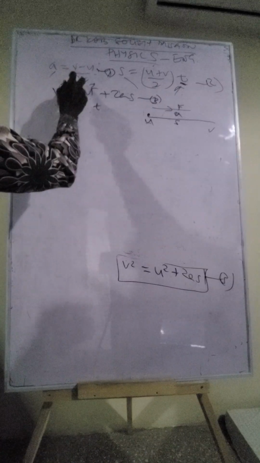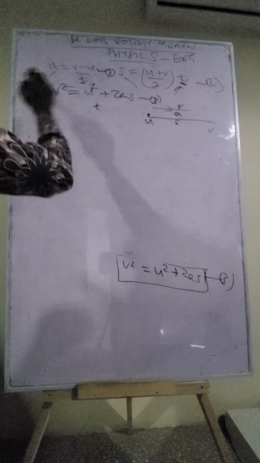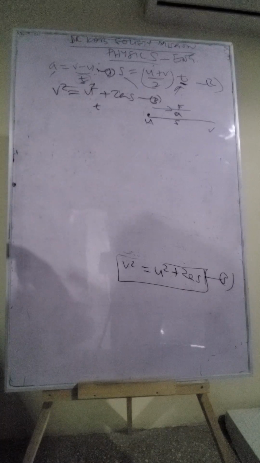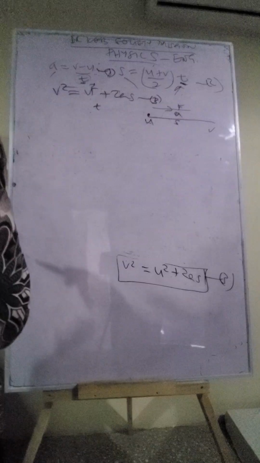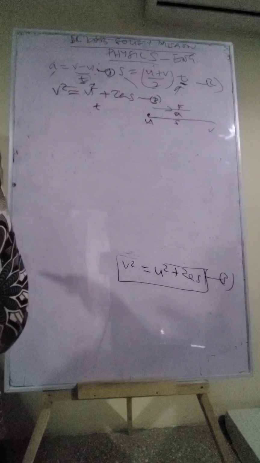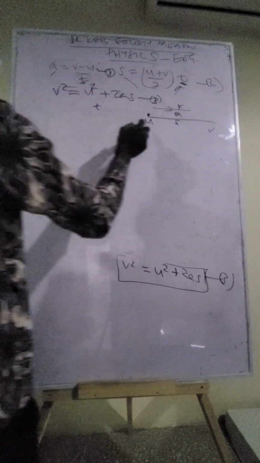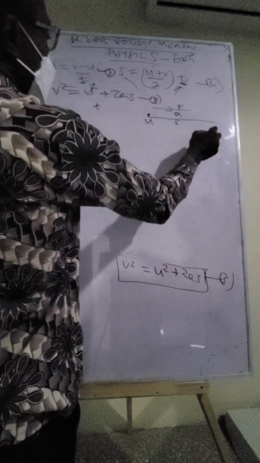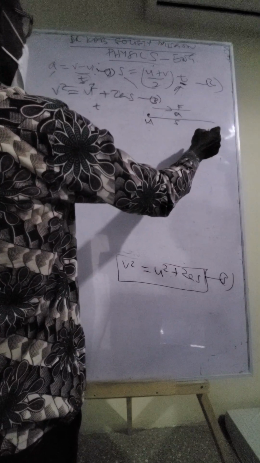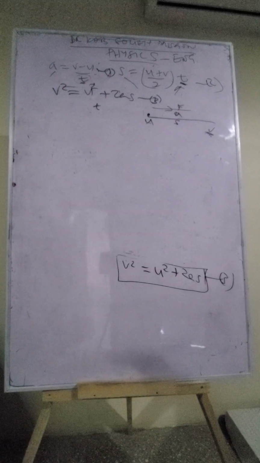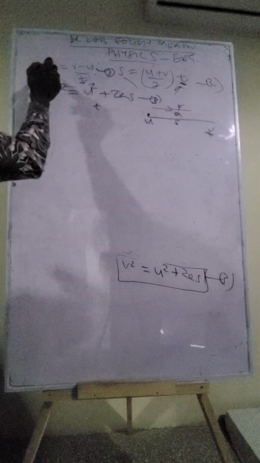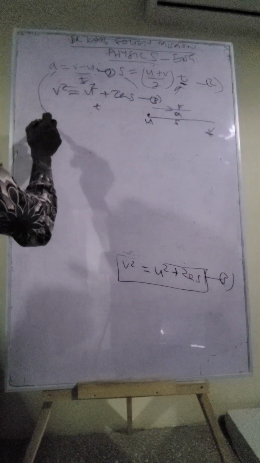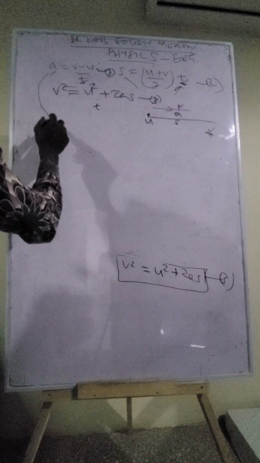The first one we did, we substituted for t. Now let's get another equation here. Instead of substituting for t, let's assume that our initial velocity is u, but we are not given v, so there's no v. Let's see how we can make v the subject. So from here, if you are making v the subject, what are we going to get?